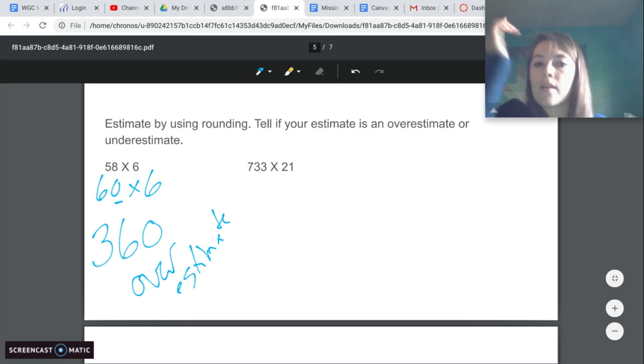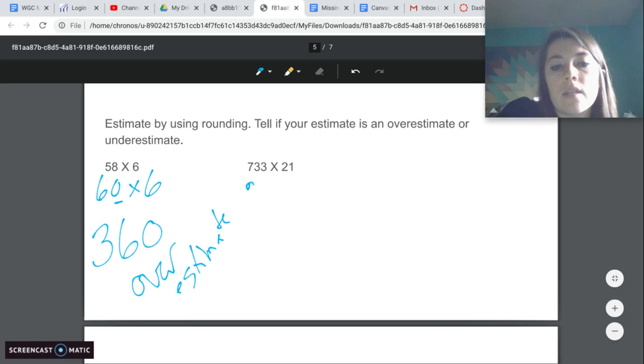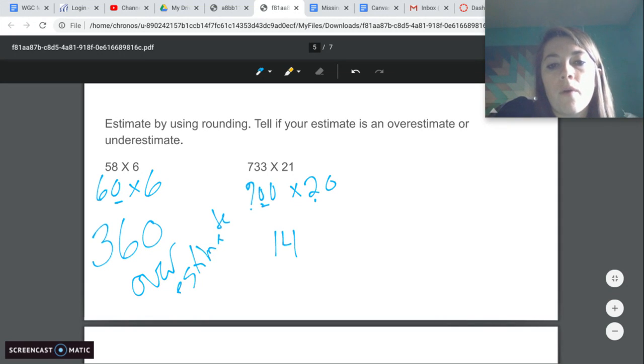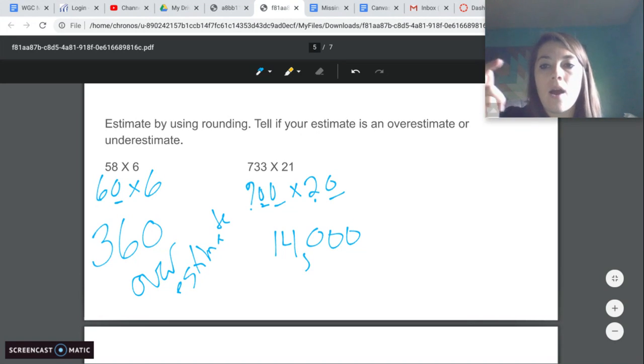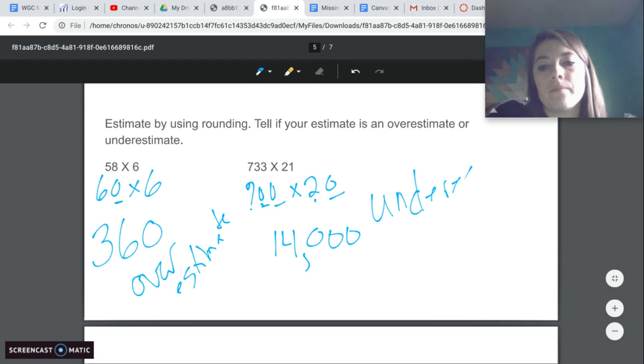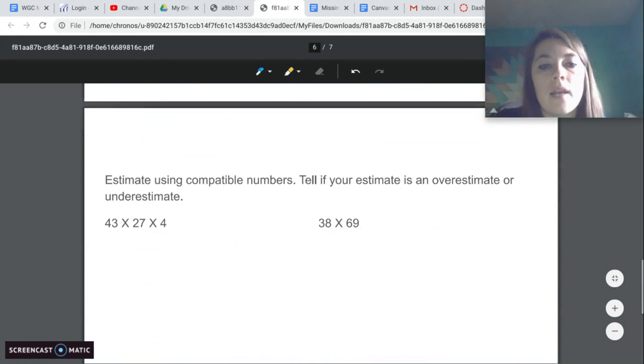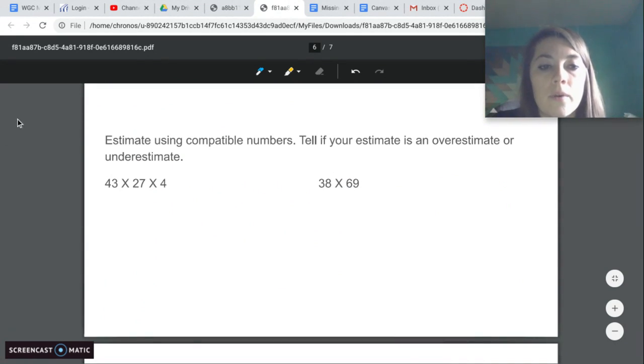All right, the next one, we have 733 times 21. We can make this 700 times 20. 7 times 2 is 14. And then we have 1, 2, 3 zeros. So we end up with 14,000. Now, what do we do with each of these values? We brought them down. So that means this is an underestimate.